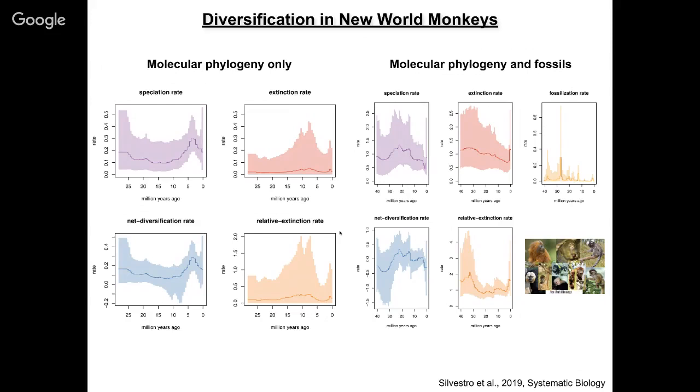But if we take the fossils into account and do exactly the same type of analysis, we get much more information because we use more data. So we get a much better picture here for these New World monkeys. And we see that something more interesting happened about 20 million years ago, where there was an increase of the speciation rate. But what I want to point out here again is if we look at the net diversification rate, we see that in the early phase of the New World monkeys, the net diversification rate was actually negative. So by including these fossils, we can estimate that there was diversity decline.